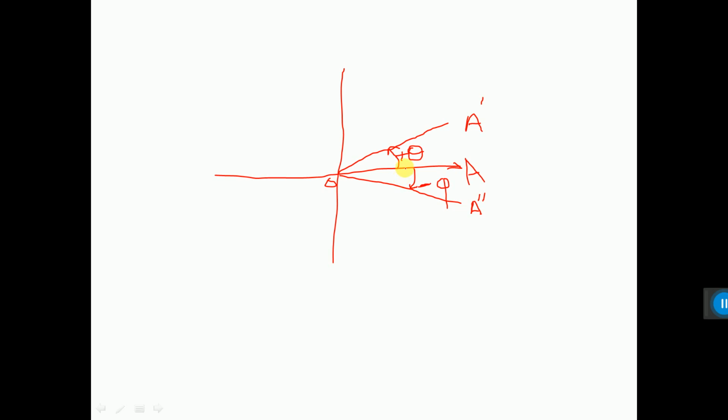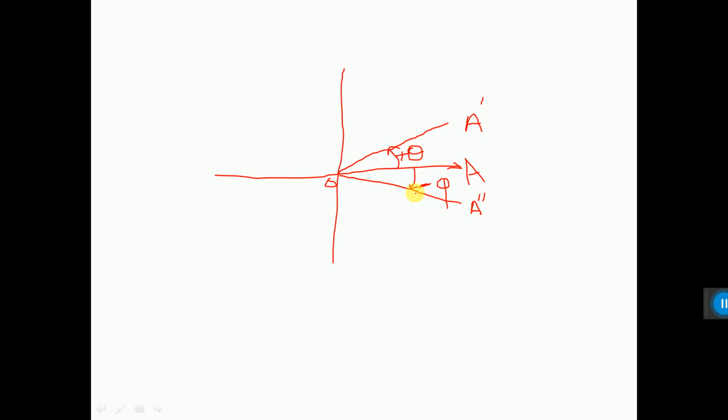So if anti-clockwise direction, then a positive angle will be created. If clockwise direction, then a negative angle will be created.